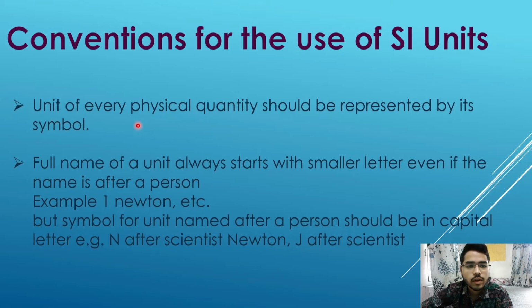Units of every physical quantity should be represented by its symbol. Units are usually determined by symbol. That's the first point. Now the second, full name of the unit always starts with a small letter, even if the name is after a person. Here is the example: 1 newton, etc. But symbolically, a unit named after a person should have a capital letter, for example 1 N, that is 1 newton, after the scientist Newton. Now turning to the next slide.